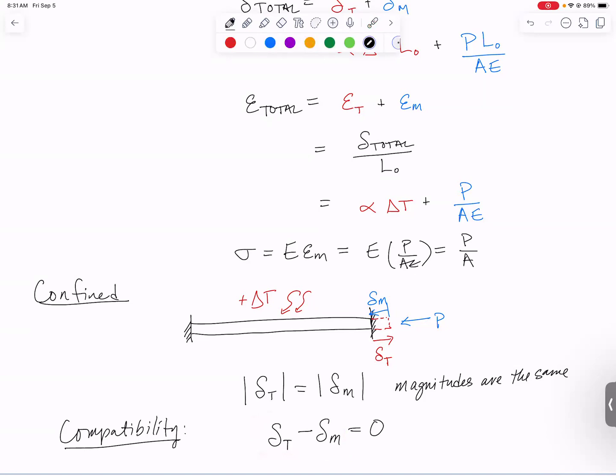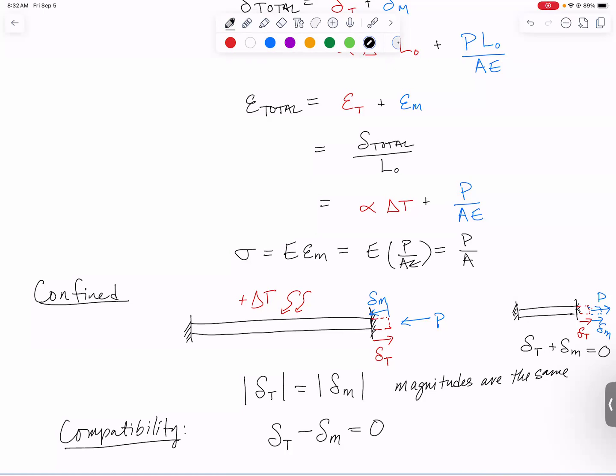The other way to do the signs is I would draw the picture still constrained, and I would draw delta thermal going that way, and I would draw my P as being in tension and draw delta mechanical as also going in that way. Then the equation you would write to go along with that would be delta T plus delta M, because they're both going in the same direction, so we're going to add them up, and they have to add up to 0.